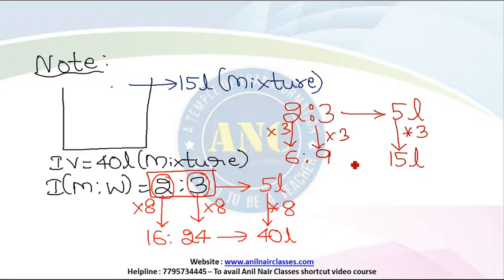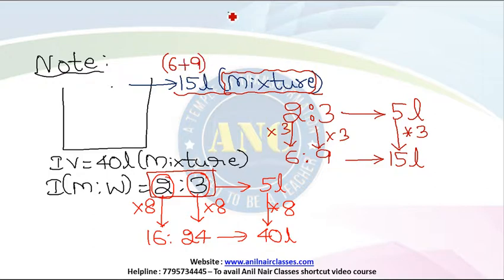That means 6 liters of milk is taken out and 9 liters of water is taken out. That means totally 15 liters of mixture is taken out. Mixture is nothing but a combination of both milk and water. 15 liters of mixture taken out means some liters of milk and some liters of water are taken out. The total of both milk and water taken out should give you 15 in this example. In this case, 6 liters of milk and 9 liters of water are taken out.